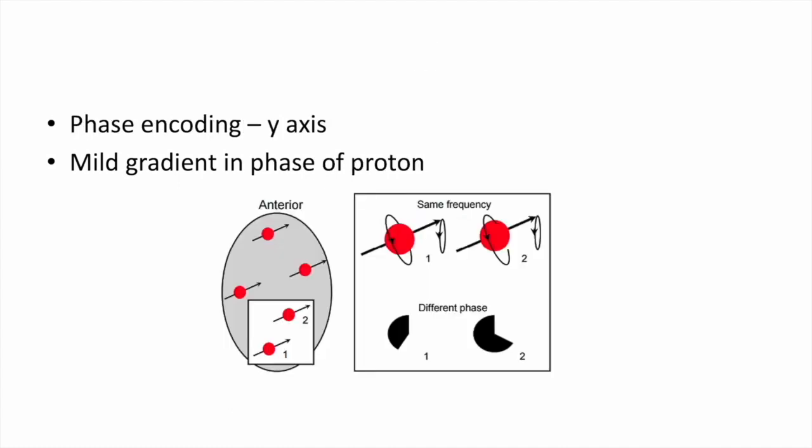Once a thin slice of tissue is selected using a slice selection gradient, then a phase encoding gradient is applied in the y-axis. This changes the phase at which the protons are precessing along the gradient field, thereby differentiating different lines antero-posteriorly which precess at different phases.